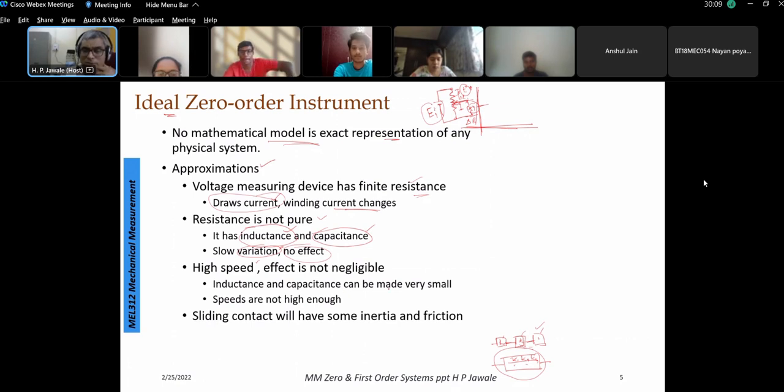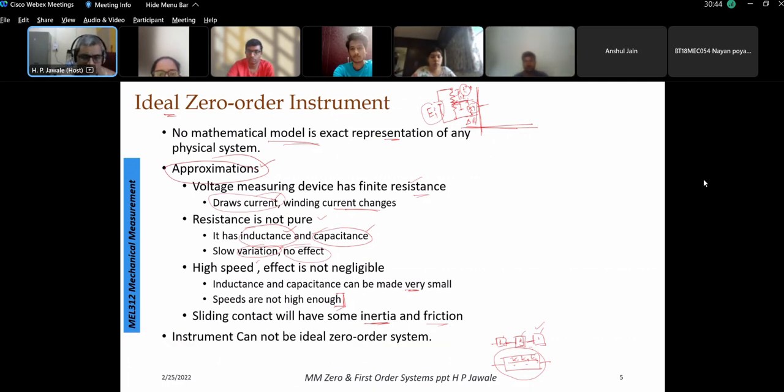Inductance and capacitance can be made very small. Speeds are not high enough. The measurement speed is not suitable for a quick change in the input. And the sliding contact will have some inertia and friction. So there are different issues. So though we are discussing the simple instrument called the potentiometer, it is very difficult to get the ideal zero order instrument, and that is why we call that an approximation. The mathematical model approximately represents the zero order system.